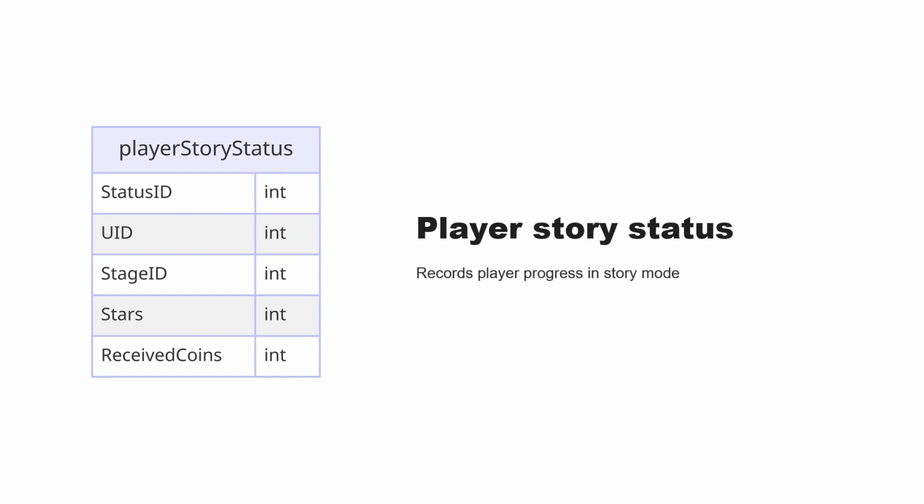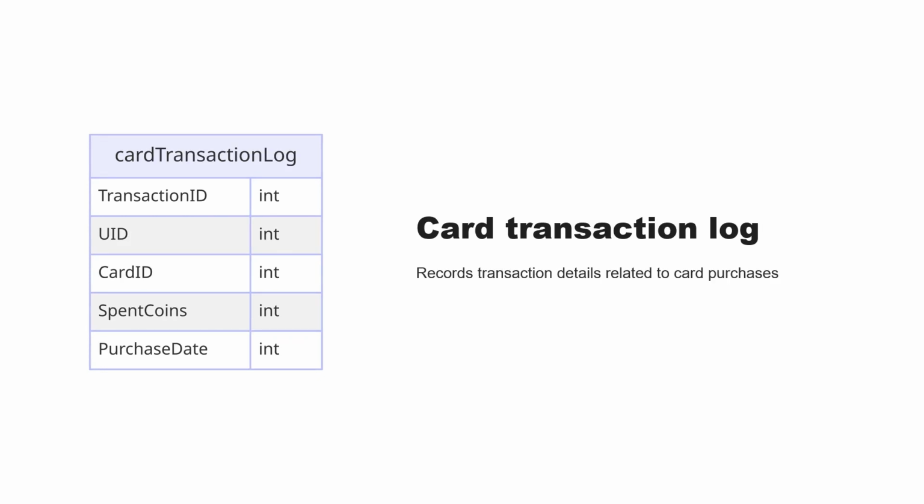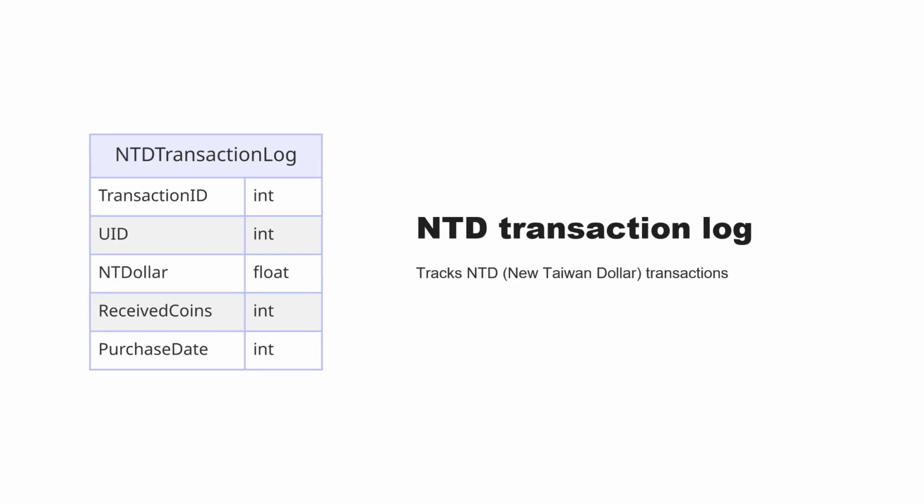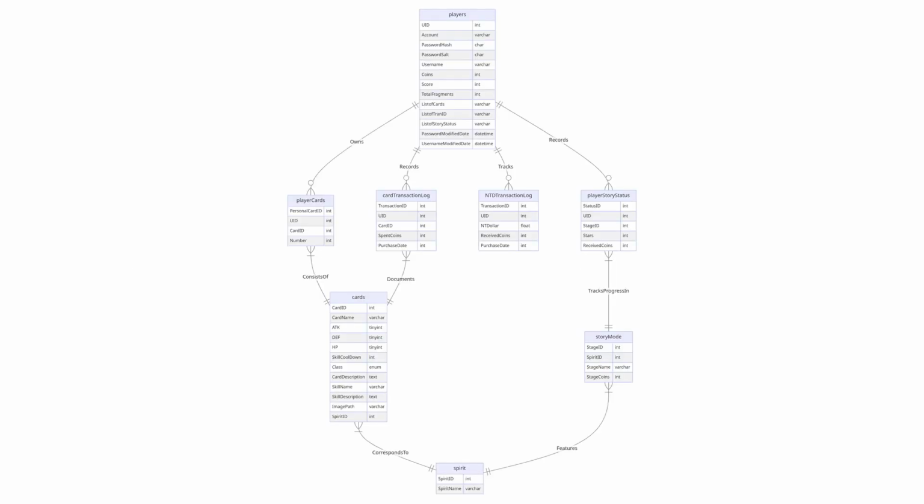Player story status tracks player progress within the story mode, and card transaction log records transactions when players spend coins to draw cards. NTD transaction log tracks players who top up with real cash. And these entities form the backbone of the game.